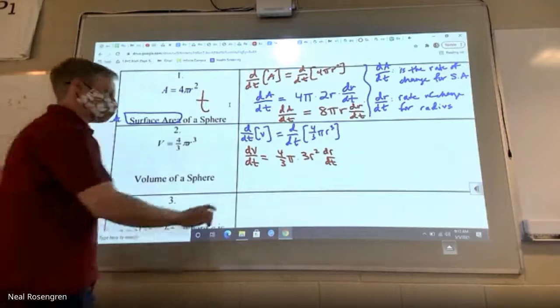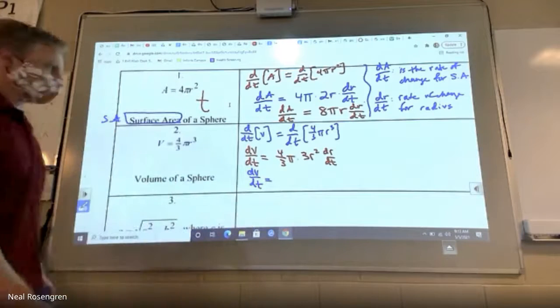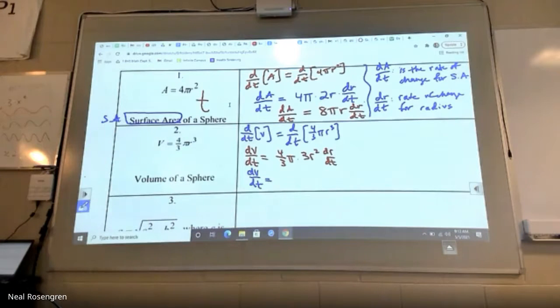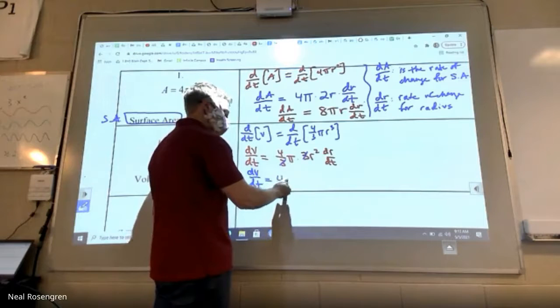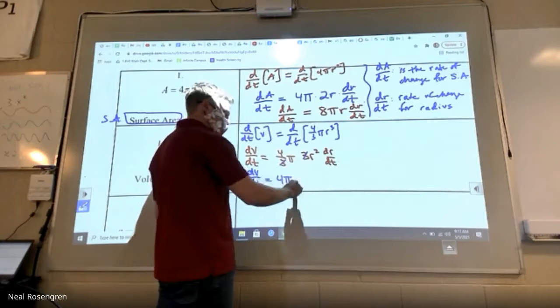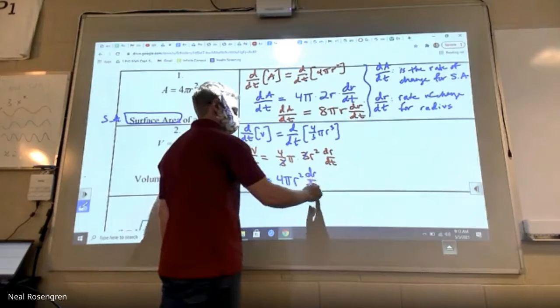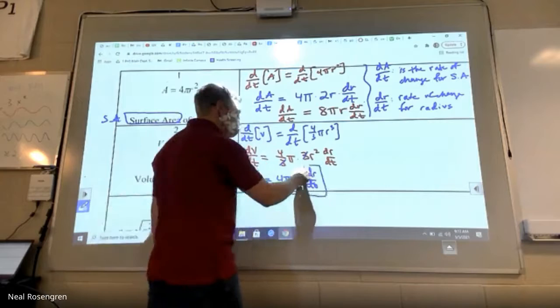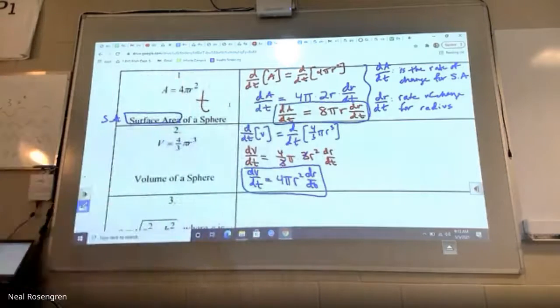Now let's clean it up, make it look nice. dV/dt equals, all right, what do you see? Do you see anything we can get rid of? The 3's, 4/3 times 3, so those are gone. Constants up front: 4 pi r squared dr/dt. Voila. There it is. And that's always true, just like this is always true. The derivative of volume of a sphere is always going to be 4 pi r squared dr/dt.